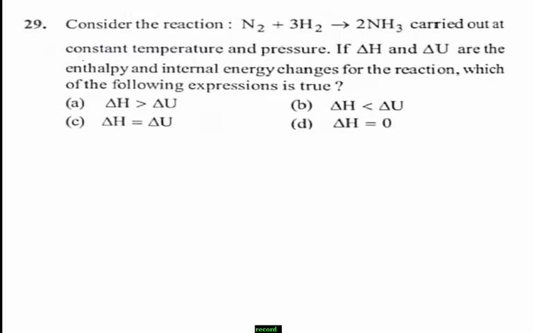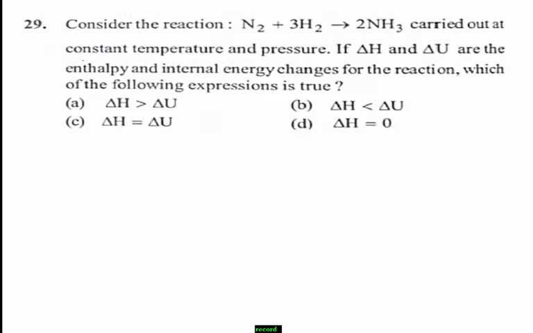Next, question number 29. Consider the reaction. Here also they have given the reaction of formation of ammonia. The reaction is N2 plus 3H2 gives 2 moles of NH3. As it is carried out at constant temperature and pressure, if the change in enthalpy delta H and change in internal energy delta U are the enthalpy and internal energy changes for the reaction, which of the following expressions is true?